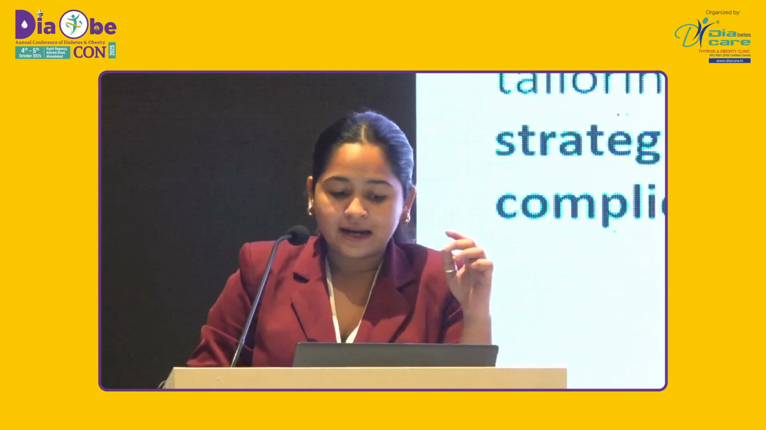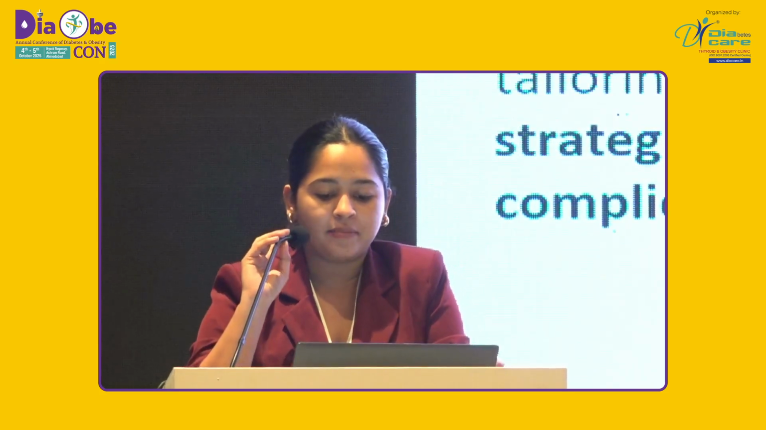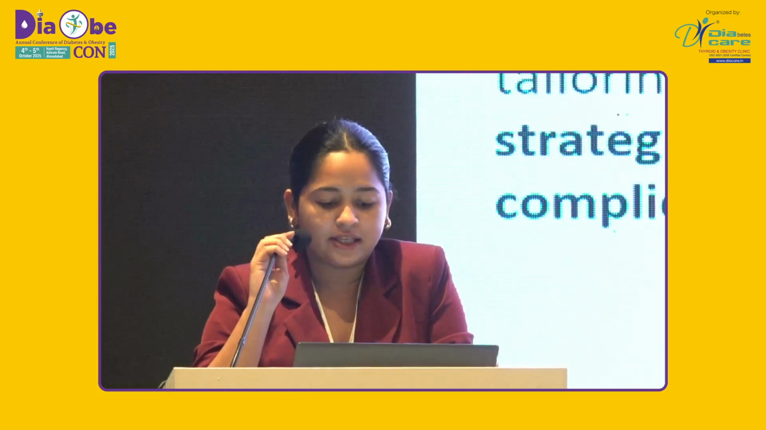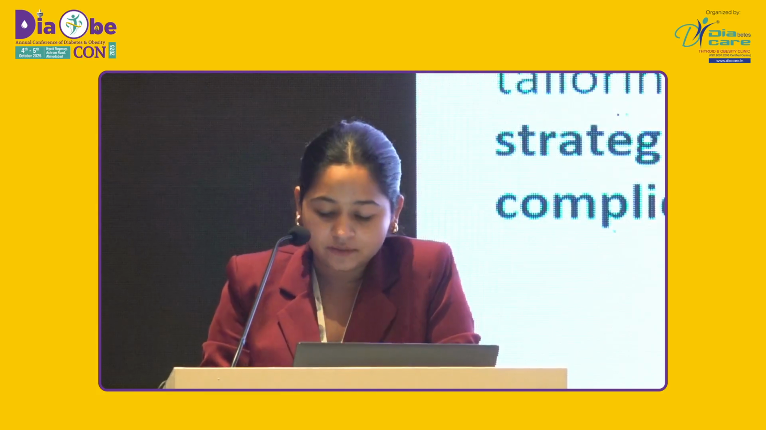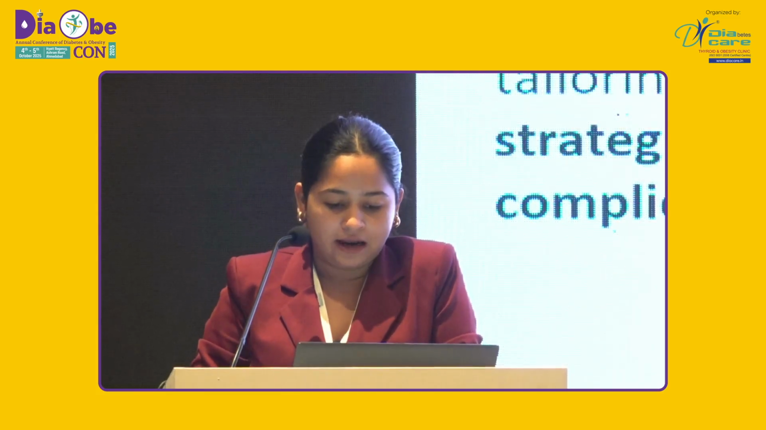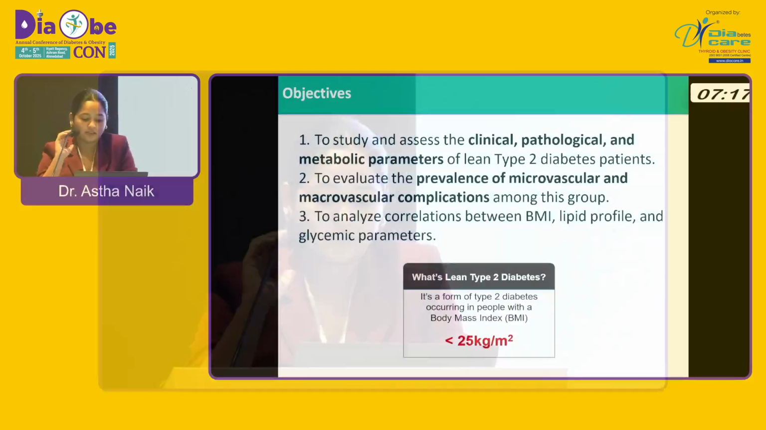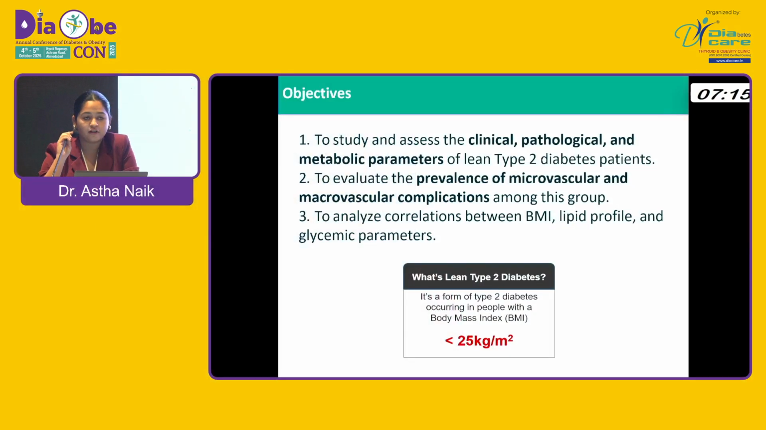So, understanding the lean phenotype or lean diabetic subgroup is important because they often have different pathophysiology, complication patterns, and therapeutic needs. Studies from sub-Saharan and South Asian regions have suggested that 30 to 35% of type 2 diabetes mellitus patients are lean, and many of them are insulin deficient rather than insulin resistant. Our study adds regional data from Western India, aiming to improve early recognition and tailored management of this distinct phenotype.